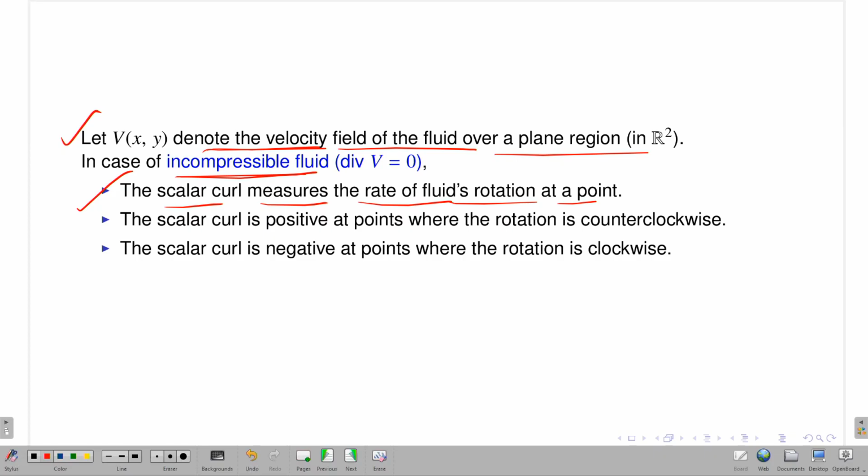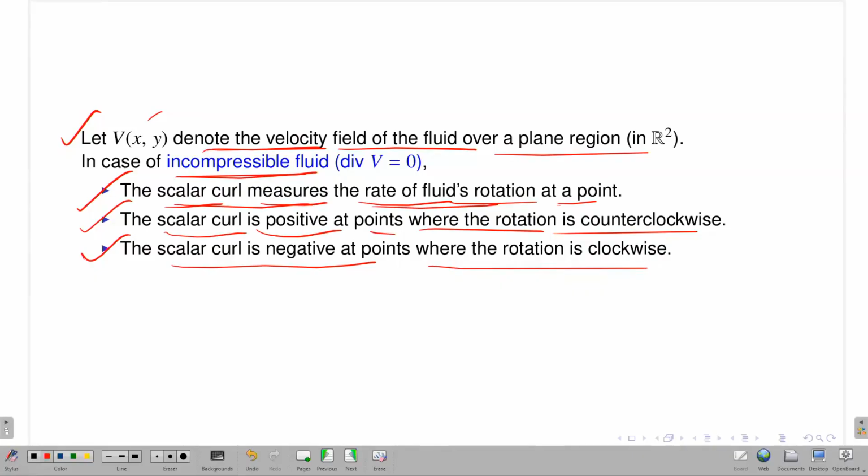at a point. Now I have a vector field F in R2, and I have the notion of scalar curl. I am talking about the implications of scalar curl. If I have a velocity vector field of my fluid over a plane region in R2, and in case of incompressible fluid, that means the divergence of that vector field is 0, then the scalar curl measures the rate of fluid's rotations at a point. Number 2, the scalar curl is positive at a point where the rotation is counterclockwise, and the scalar curl is negative at a point where the rotation is clockwise. These are the implications of my scalar curl.